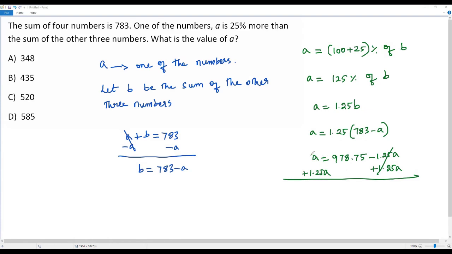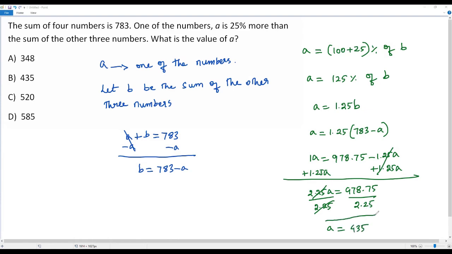Actually, this A is nothing but 1A. The coefficient of A over here is 1. We don't find any number in front of A, so we have to assume there is 1. When I add 1A and 1.25A, I'm getting 2.25A equals 978.75. Since my aim is to solve for A, I have to get rid of this number which is multiplied by A. For that, I have to divide both sides of this equation by 2.25. When I do so, the 2.25 will cancel out. Then we get A on the left side. When I divide 978.75 by 2.25, I am getting 435.